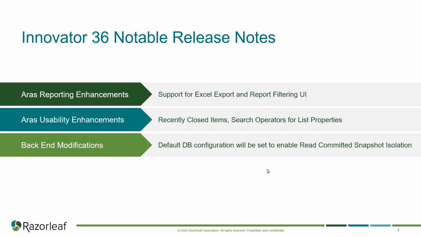And then finally, there are some modifications to the back end. When Innovator 36 is installed, the default database configuration is set to enable Read Committed Snapshot Isolation. For those of you not familiar, we'll go into a little bit of what that means and what that could potentially mean for your environment.